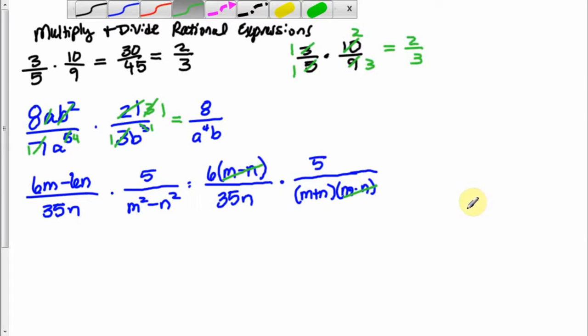What else do you see? Very good. 5 goes into 5 one time and into 35 7 times. I believe that is it. I'm going to write what I have left. I'm going to multiply across. So 6 times 1, that's just 6, over 7 times n times this expression, m plus n. There is nothing else that will simplify. That's it.